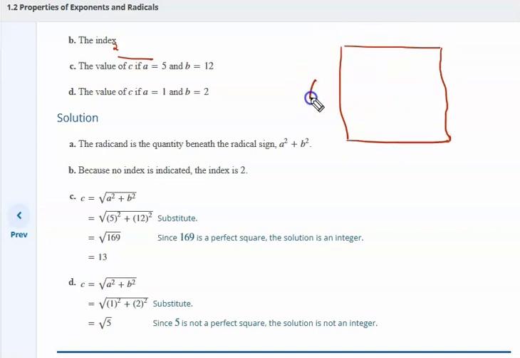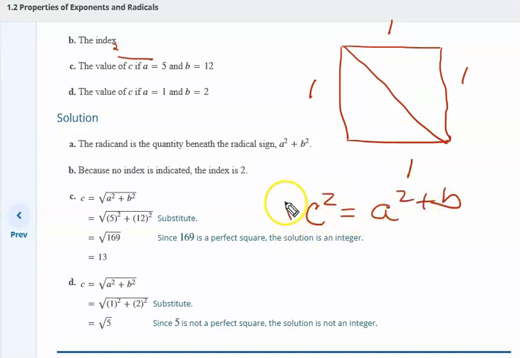And the length is 1 for all the sides here. What is the length of this diagonal? Well, we can use the Pythagorean theorem for that. So c squared equals a squared plus b squared. Take the square root of that, take the square root of that. This then just becomes c, which is where they get this from.